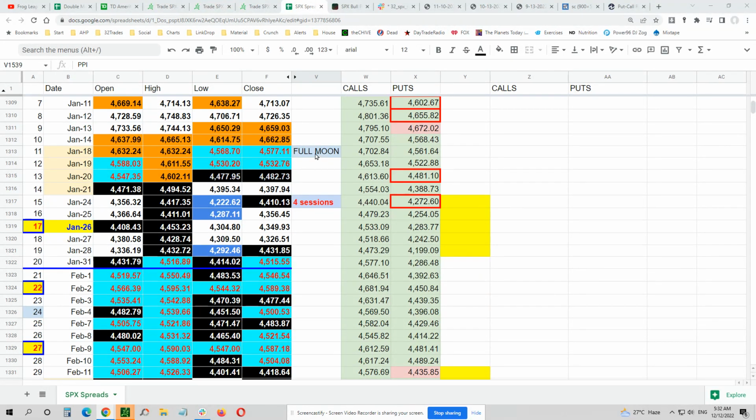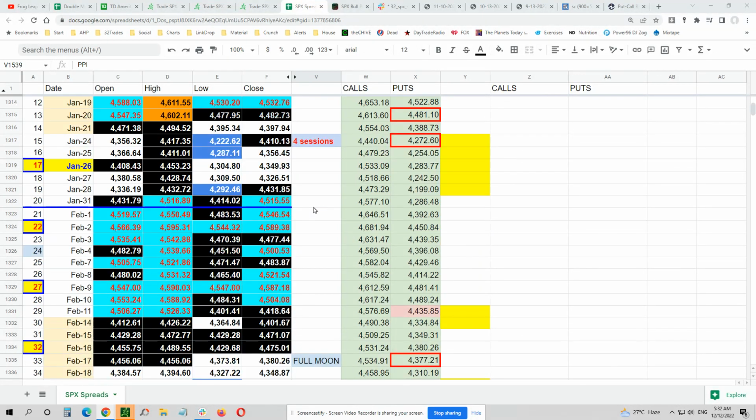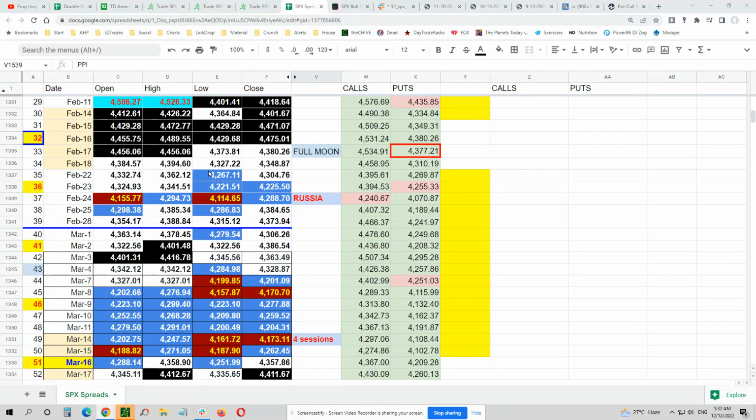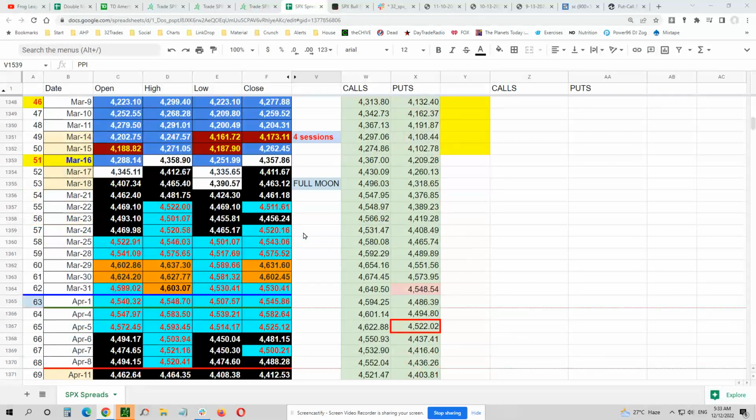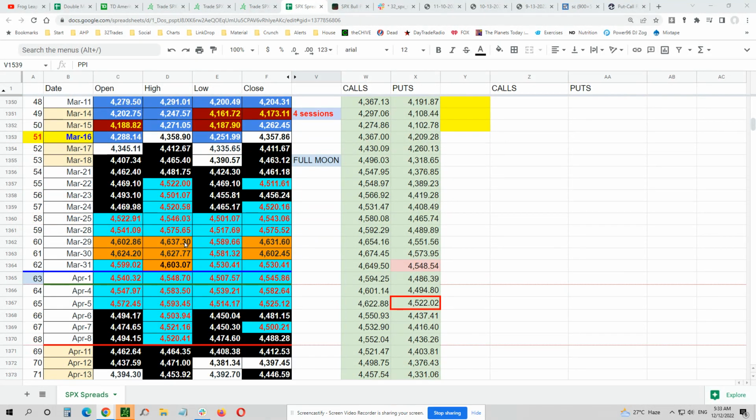On January 18th, we had the full moon, and four sessions later, we put in the low. Now, on February 17th, we had the full moon, and four sessions later, we had the Russia invasion, and that was our low, right there at 41.1465. And go back over here into March. On March 18th, we had the full moon, and four sessions prior, we posted the low, the double bottom low there at 41.57, 41.61, and then we ran up to that 46.37.